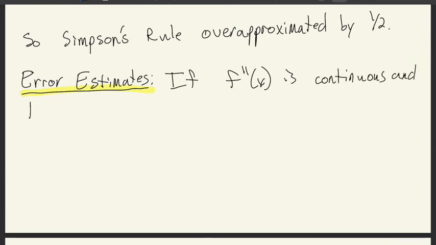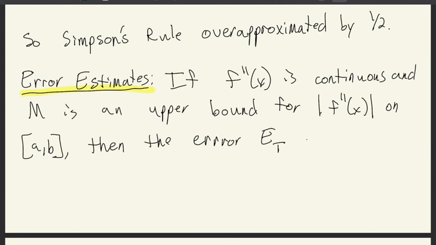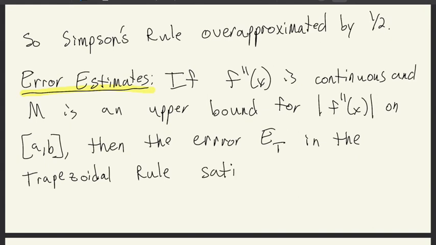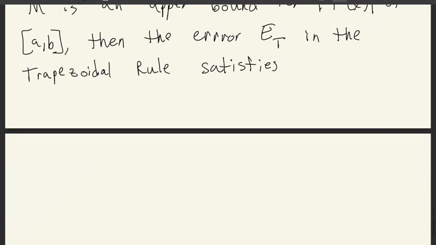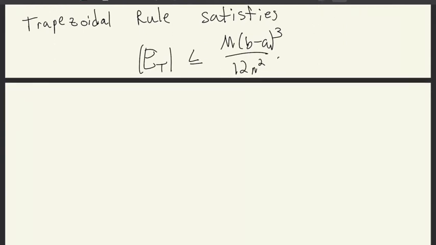If f double prime of x is continuous and M is an upper bound for the absolute value of f double prime of x on a to b, then the error E_T in the trapezoidal rule satisfies that the error is less than or equal to M times (b minus a) cubed over 12n squared.